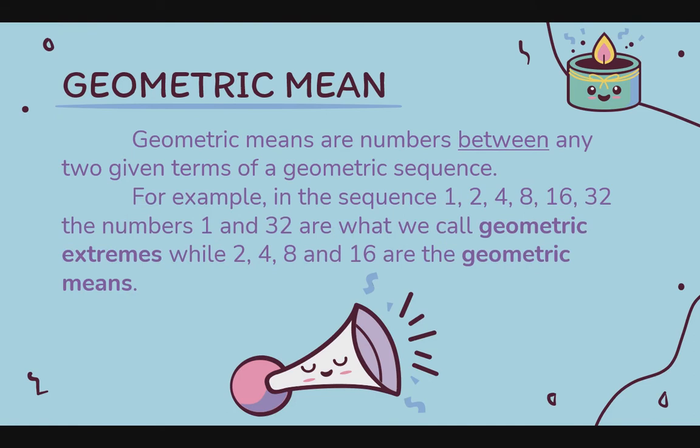For example, in the sequence 1, 2, 4, 8, 16, and 32, the numbers 1 and 32 are what we call geometric extremes, while 2, 4, 8, and 16 are the geometric means. Again, the keyword for the geometric mean is the word between. Nasa gitna po siya ng dalawang term.